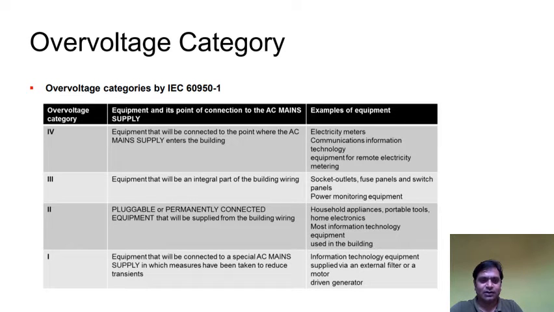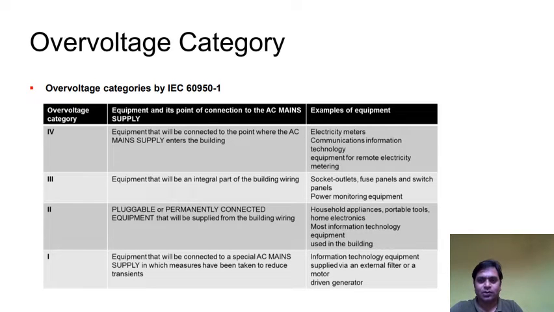Second is pluggable or permanently connected equipment that will be supplied from the building wiring. So under this overvoltage category, there are household appliances, portable tools, home electronics, most of the IT equipment used in the building. Under the third category, the equipment that will be an integral part of the building wiring.